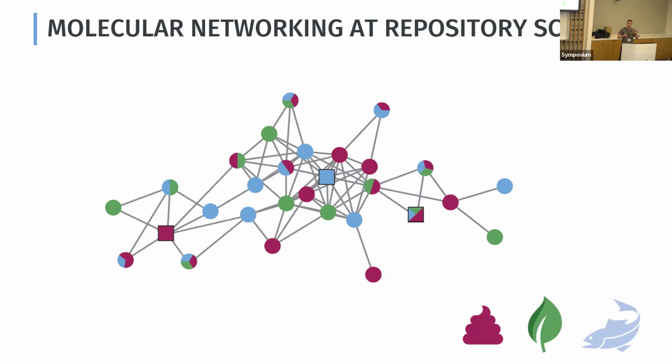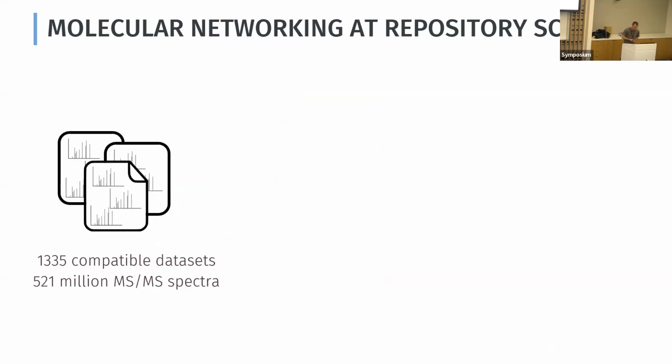If you would look only at the data from each experiment in isolation, you wouldn't find the connections between these related versions of these molecules. But by networking at the repository scale, now we were able to find all of these connections. And so we did this for 1,300 compatible data sets on GNPS, over 500 million MS/MS spectra.